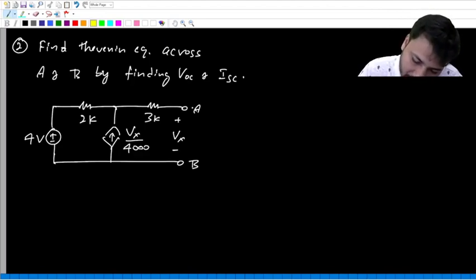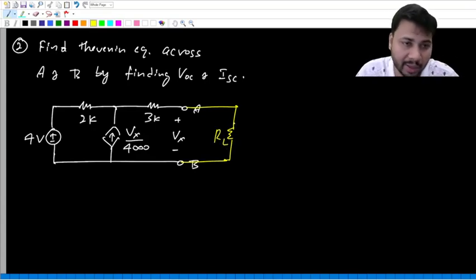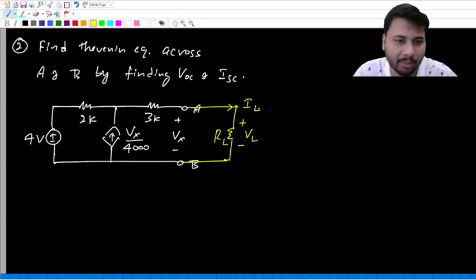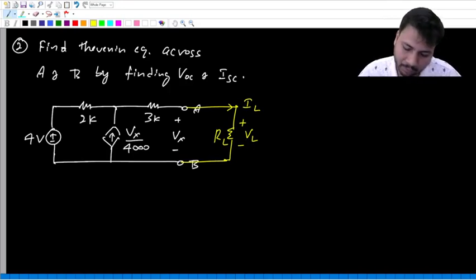Okay. So here generally we connect a load, but that load is not connected. Because the load is not present, you can connect the load across A and B and let the load voltage be some VL, let the load current be some IL. Okay, and then you have to find VOC and ISC. So first we will find VOC.